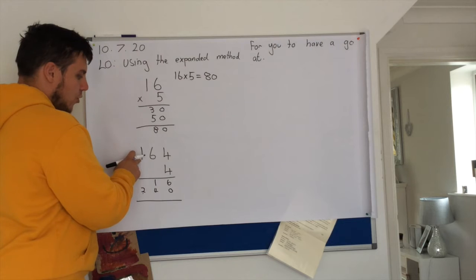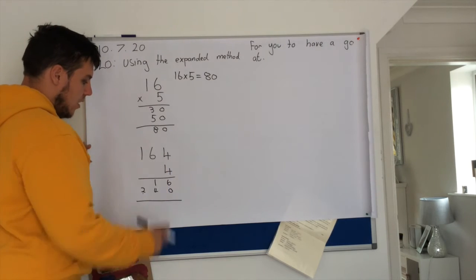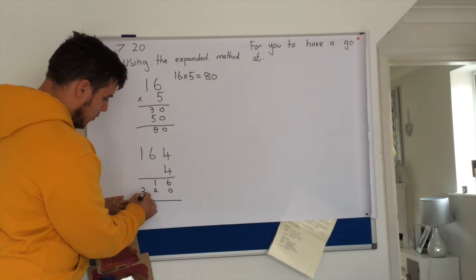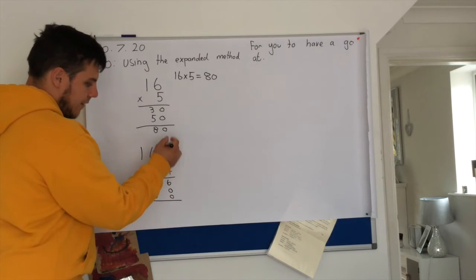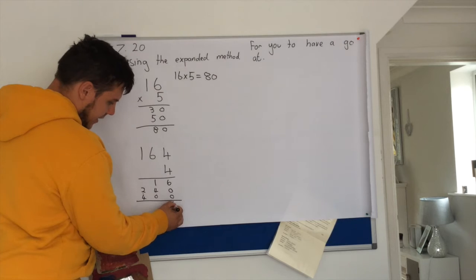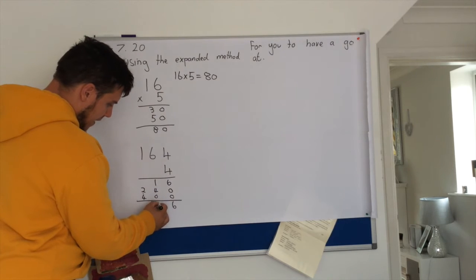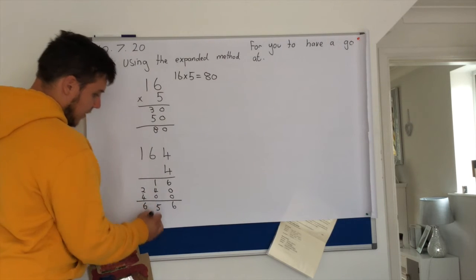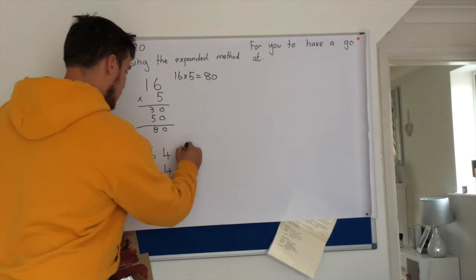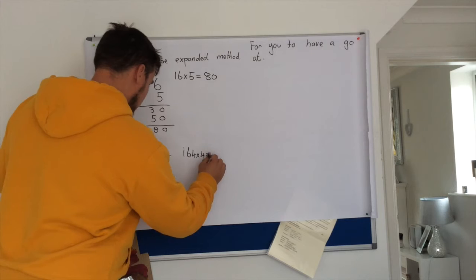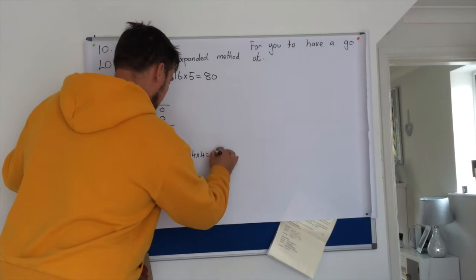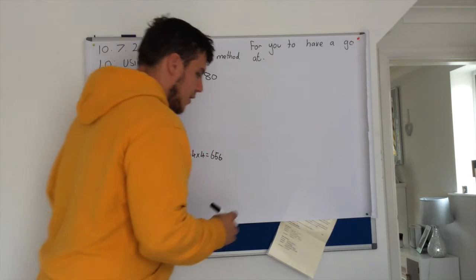Okay, and then I've got 100 times by 4. 100 times by 4 is 400. Okay, so then I've got my column addition, so I've got 6, 1 add 4 is 5, and then 2 add 4 is 6. So there is 164 times by 4 equals 656. That's how I'm doing the expanded method.